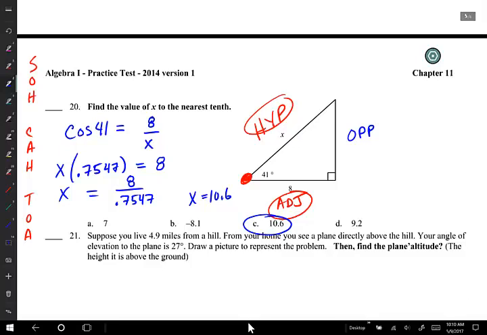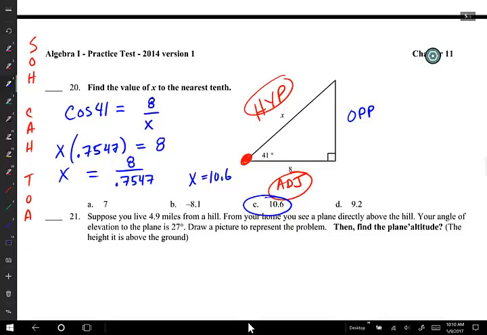Now, I just want to show you. Look at option B. Is there any way that option B could be the answer? No, because distance can't be negative. True? So you throw out option B.